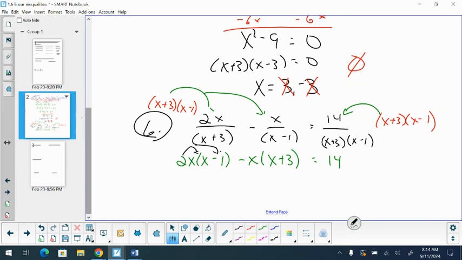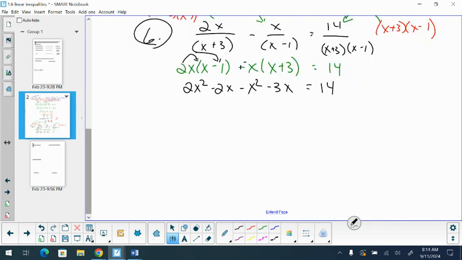Distributing, we have 2x squared minus 2x. Now we need to make sure we take the negative with the x term. So we have a negative x squared minus 3x with the second one. Okay, once again, a common mistake here is we lose this negative that was attached to the subtraction there. And that's equal to 14.